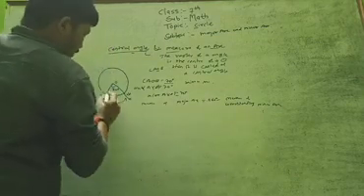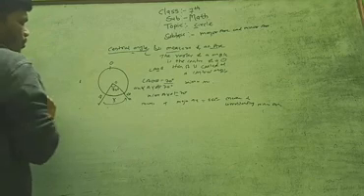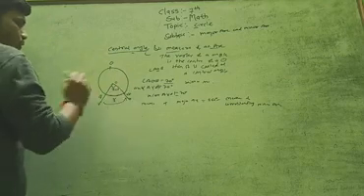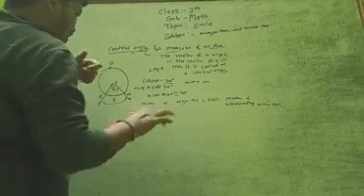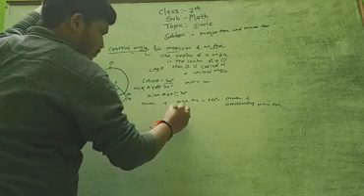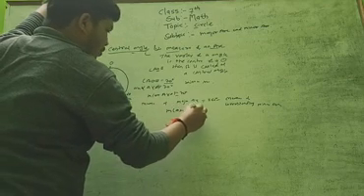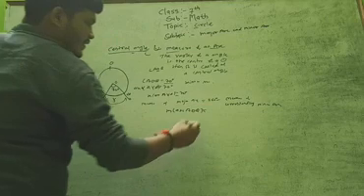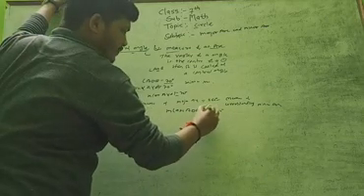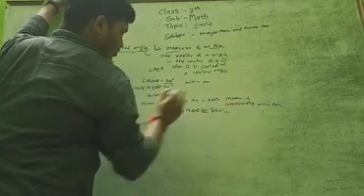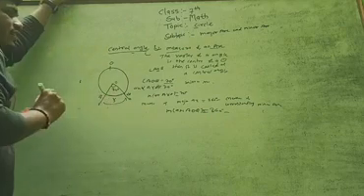Now consider this is point O. Now AOQ is the major arc. How will we find the measure of arc AOQ, which is the major arc? That is 360 degrees minus the measure of the corresponding minor arc. AYQ is its corresponding minor arc.